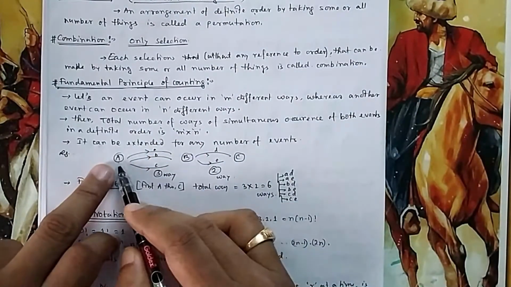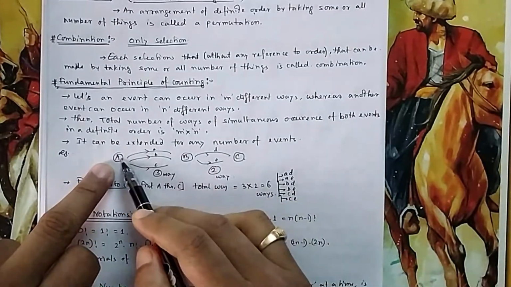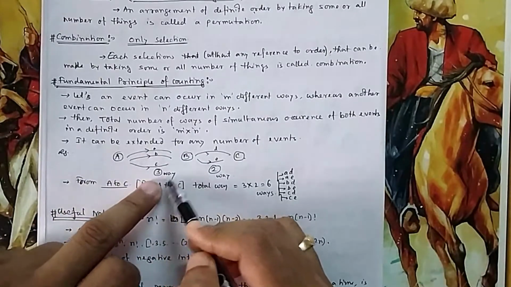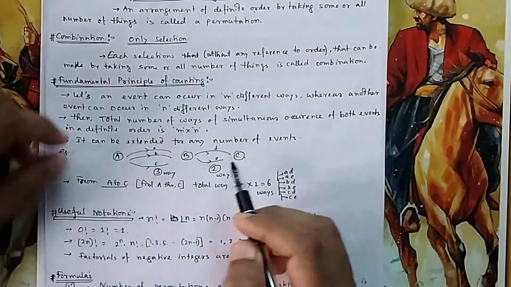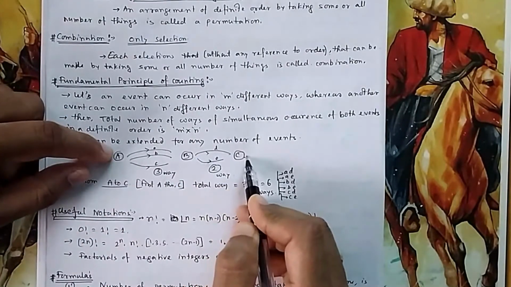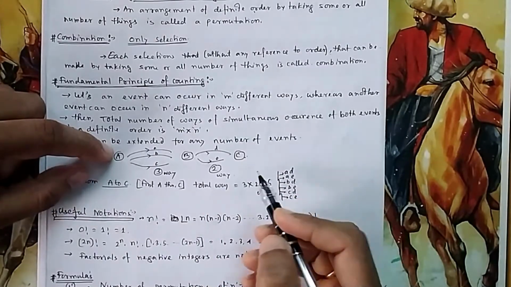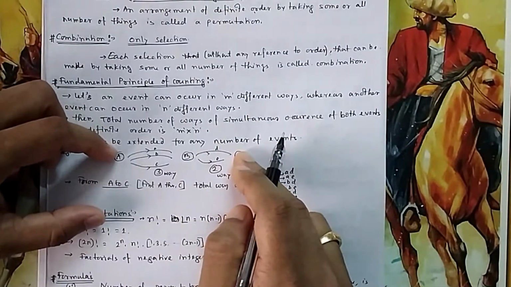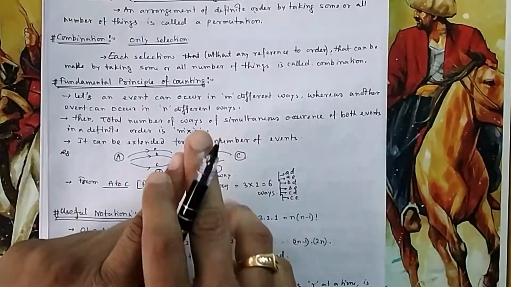Suppose one example: A is a place, B is a place, C is another place. To reach from A to B, there are 3 different ways, and from B to C there are 2 different ways too. So if someone wants to go from A to C, in how many ways in total? You want both these events to occur. Via B you want to go to C. So A to B will occur, and B to C will also occur. So both events will occur simultaneously.